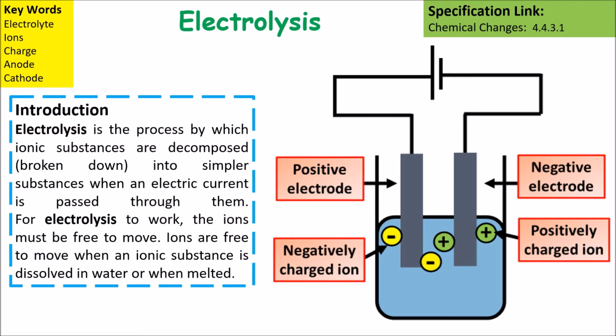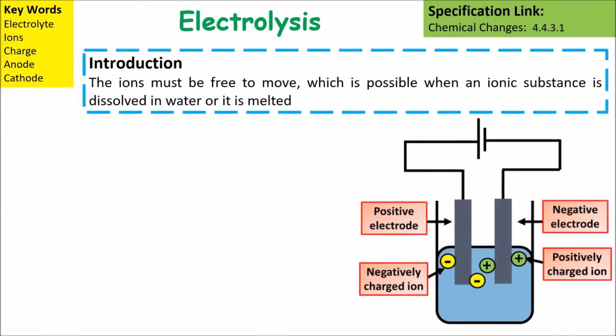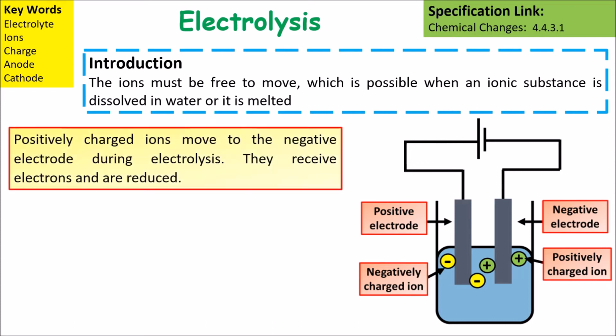So we can see from this diagram that we have an electrolyte which has positive and negative ions in. The negative ions are moving towards a positively charged electrode, and the positive ions are moving towards the negatively charged electrode. The ions must be free to move, which is only possible when a substance is either in a molten state or is dissolved in water.